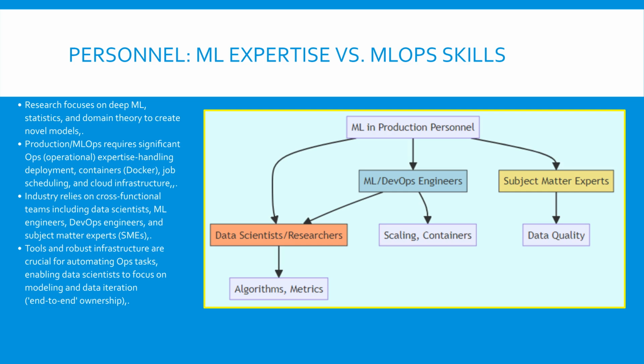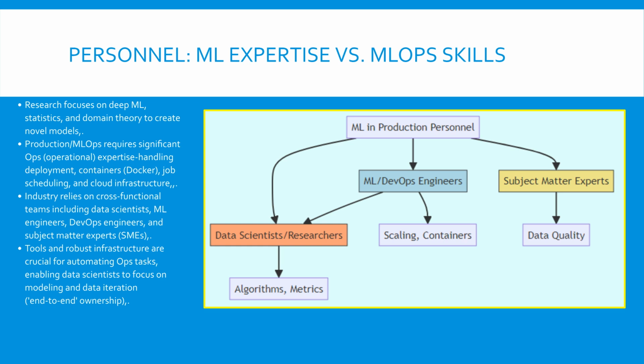This mind map shows the 3 key types of expertise required for ML in production. ML expertise, usually held by data scientists, focuses on modeling, algorithms, and metrics. Domain knowledge is provided by subject matter experts, which is critical for tasks like labeling and ensuring data quality. Crucially, the ops expertise, held by ML or DevOps engineers, handles the infrastructure, including scaling and using containers like Docker. In production, these areas must connect through MLOps, as ML engineers need to coordinate with platform teams to acquire the data and computing resources needed for model training and serving.